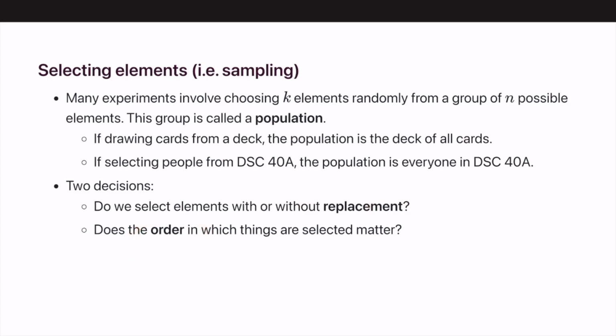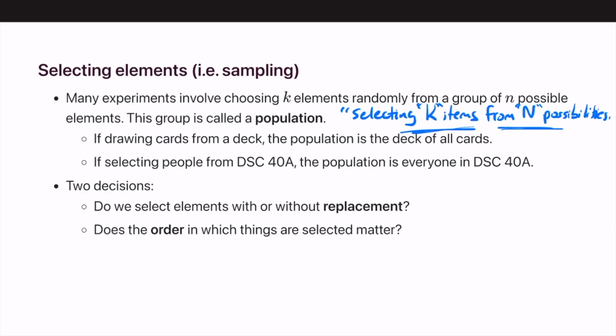And when we're doing probability experiments, what we're really doing is selecting k items from n possibilities. And that's really important.